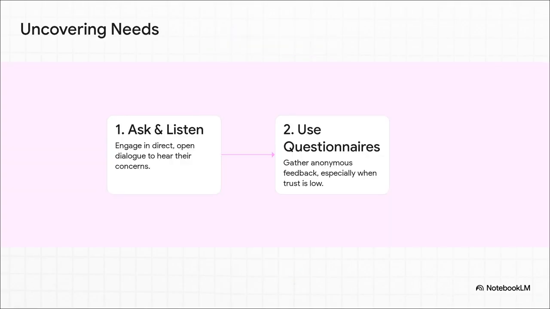Well, there are 2 main ways to go about it. First, and most obviously, is to just ask them. And then you have to actively listen. Get into real, open conversations. The second tool in your kit is something like a questionnaire. This can be a game changer, especially in situations where trust is a bit shaky. Anonymity gives people the safety to be brutally honest.